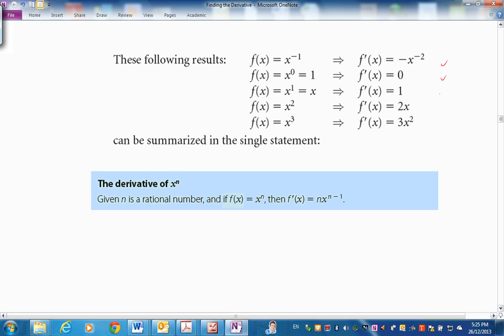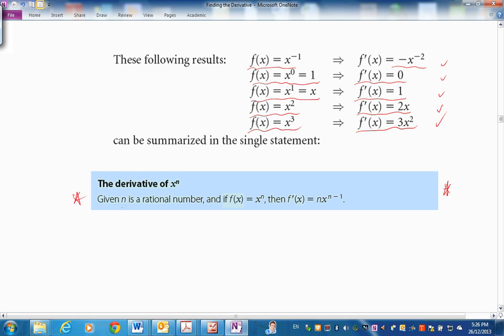Okay, let's come down to a summary now from Pearson's to the next rule. Can you see a pattern through these results? This is what we've found. If f(x) equals x to the negative 1, f'(x) is negative x to the negative 2. If f(x) equals x to the 0, which is just 1, its derivative is 0. If f(x) equals x, its derivative is 1. If f(x) equals x squared, its derivative is 2x. If f(x) equals x cubed, oh, I think there is a pattern there, and that's what Pearson's have come up with here.